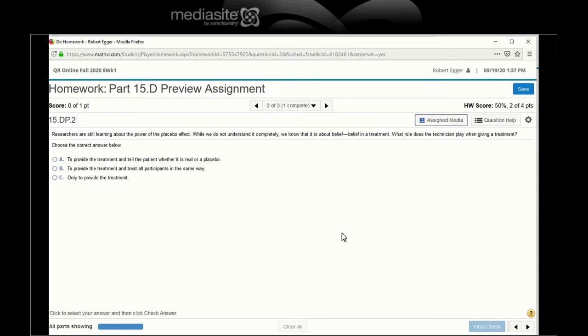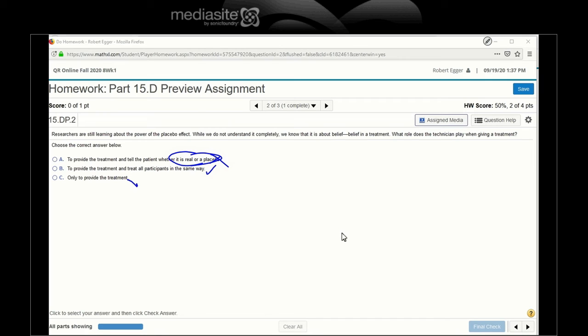Okay, researchers are still learning about the power of the placebo effect. While we do not understand it completely, we know that it is about belief in the treatment. What role do technicians play when giving a treatment? To provide a treatment and tell the patient whether it is real or placebo? Don't think so. Provide treatment and treat all participants in the same way, so they don't have any hint. Only to provide the treatment.